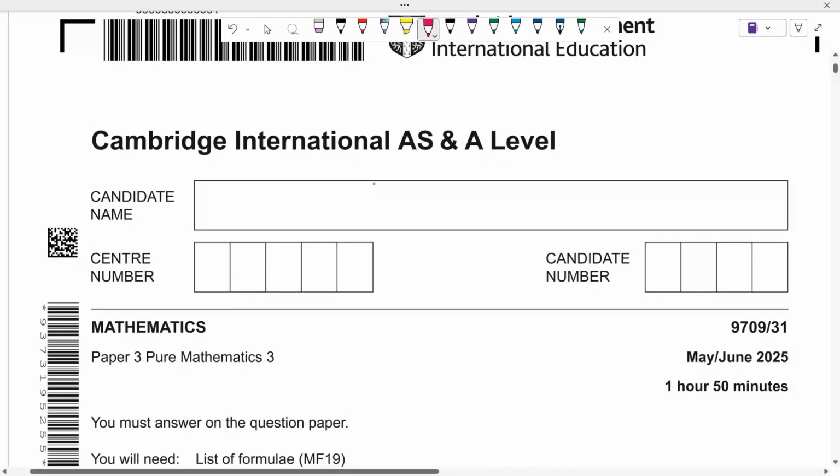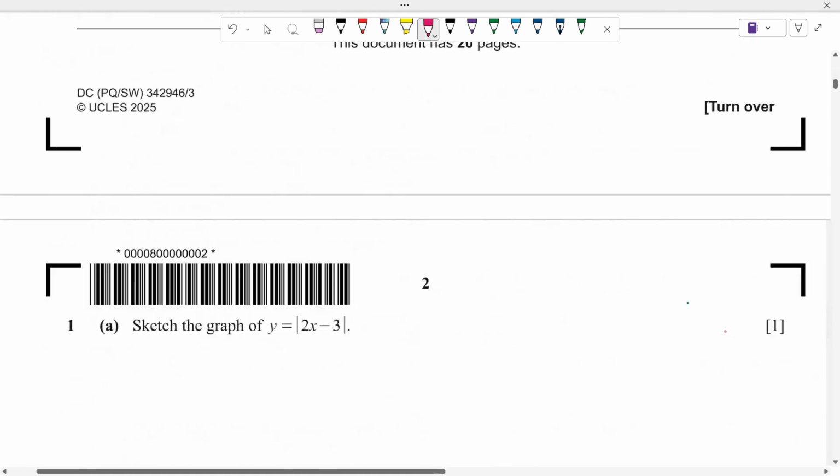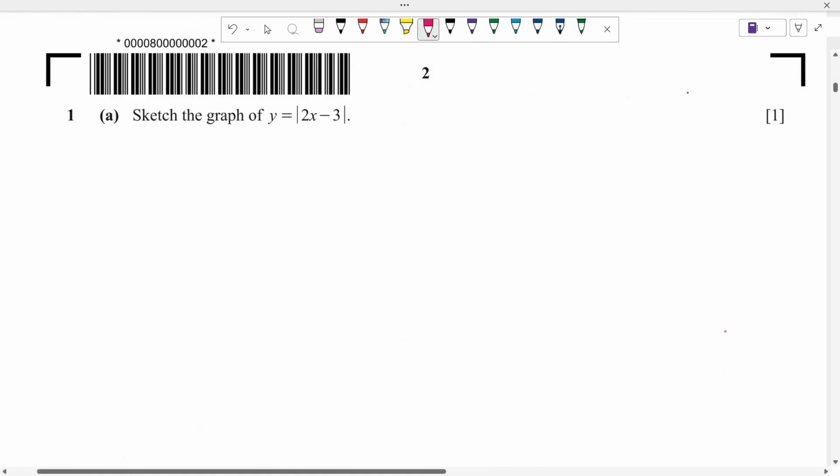Hi everyone, we are going to start the Cambridge International AS and A level Pure Mathematics 3 paper for the session May-June 2025. Let's move to question number 1. Sketch the graph of y equals the absolute value of 2x minus 3.